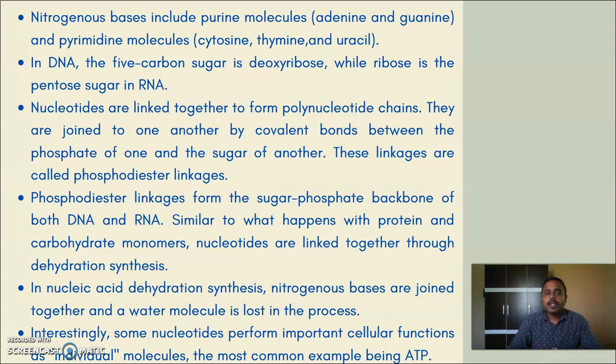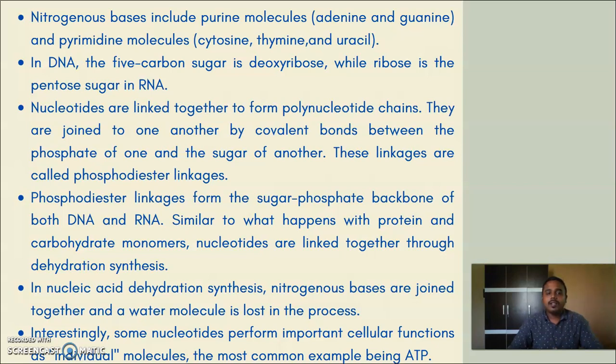A nitrogenous base includes two things, a purine molecule and a pyrimidine molecule. So what's a purine and what's a pyrimidine? The purine molecule is going to have two components. One is adenine and the other one is guanine. In short we call adenine A, and guanine G. Similarly, the pyrimidine molecules have three components, cytosine, thymine and uracil. In short we call them C, T and U. So this is about the nitrogenous base. We will see in detail about this when we are seeing about DNA and RNA.